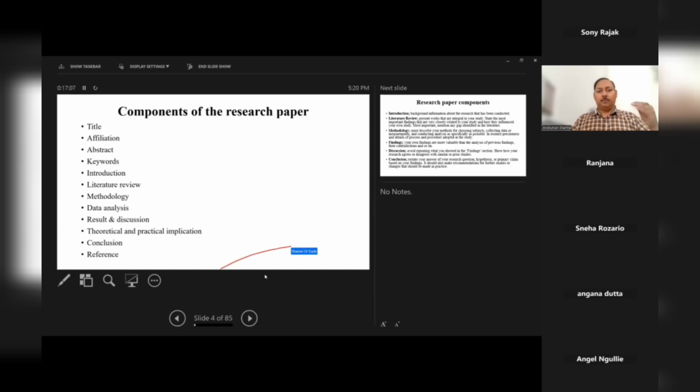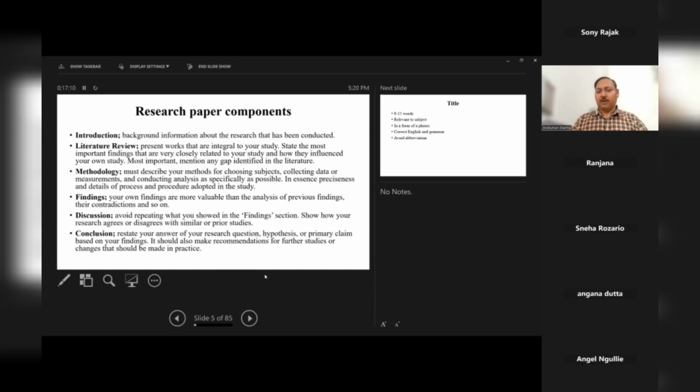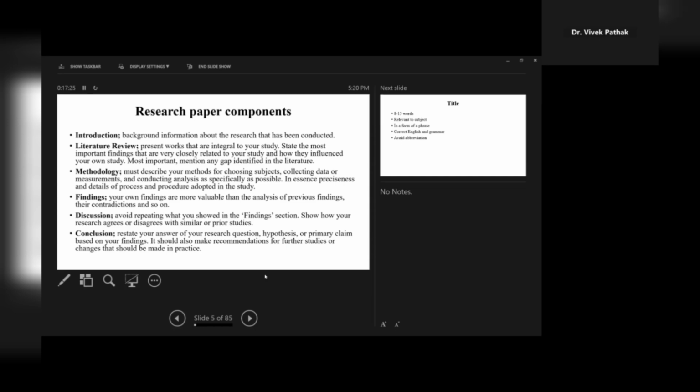Now, this is the whole story: when you are writing a research paper, you have an introduction, a literature review, a methodology, a finding, a discussion, and a conclusion. Remember, these are the five major components. Conclusion is a part of discussion, but each component is critically important. If you're writing any good research paper, every single component is important. You cannot say which one is less and which one is more.